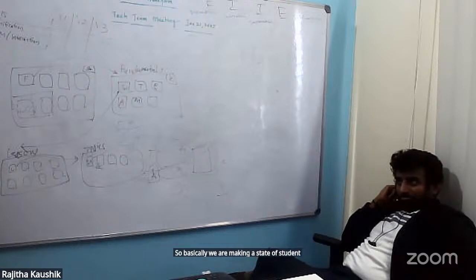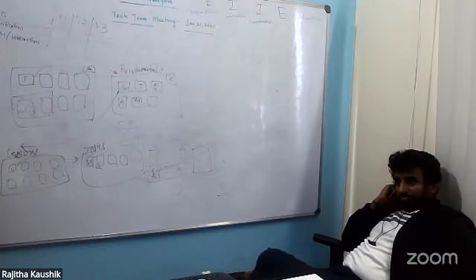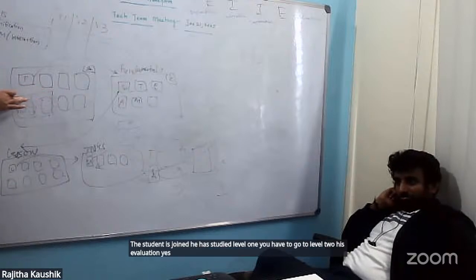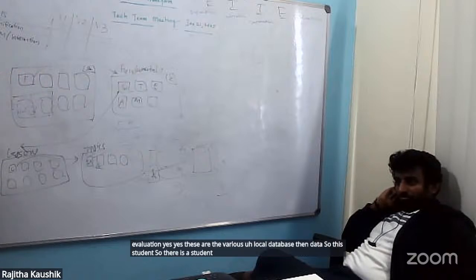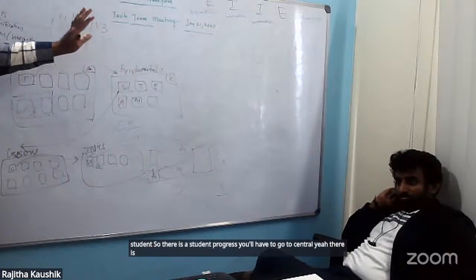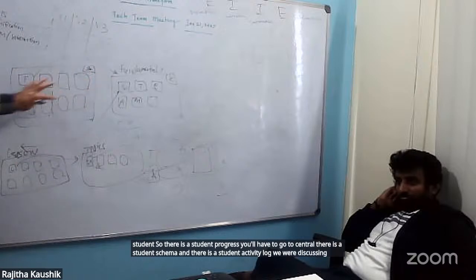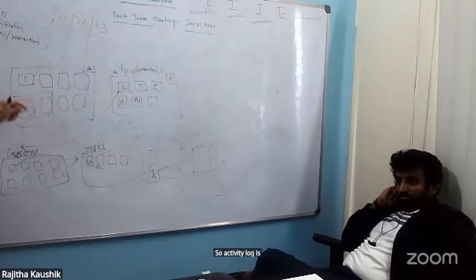For example, the student has joined, he has studied level 1, he has to go to level 2, his evaluation is this. These are the various parameters. Will it be a local database or a centralized database? Student progress will have to go to a central database. Yes, there is a student schema and a student activity log we were discussing. The activity log is where all these things will get logged.